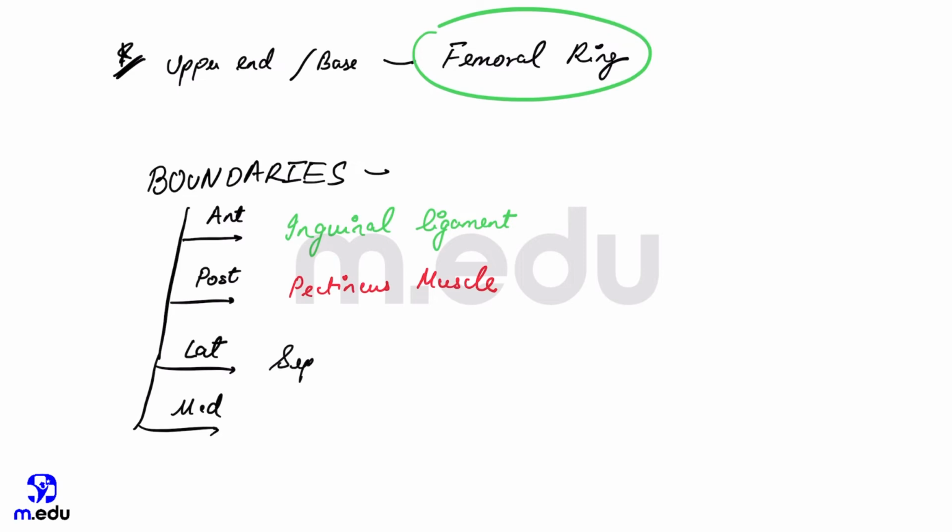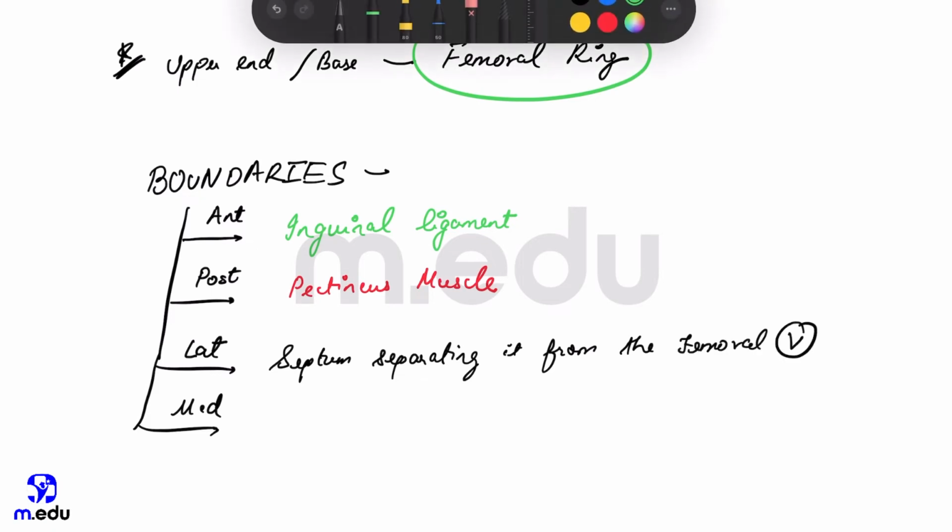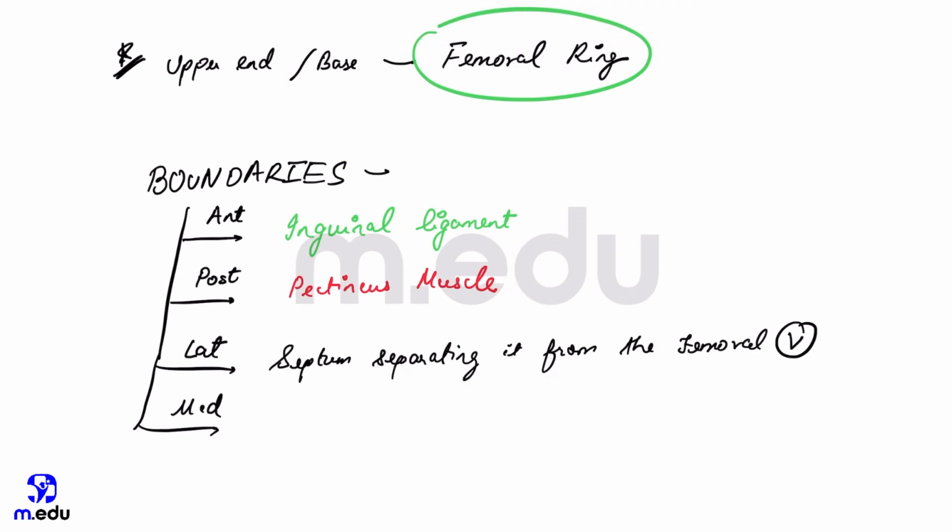So, a septum separating it from the femoral vein. And its medial boundary is formed by concave margin of lacunar ligament.